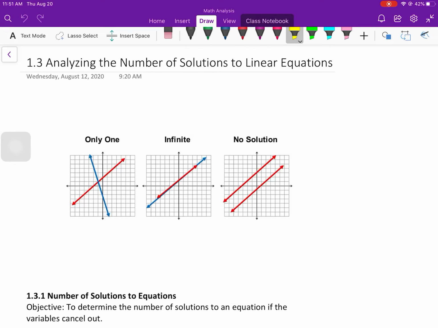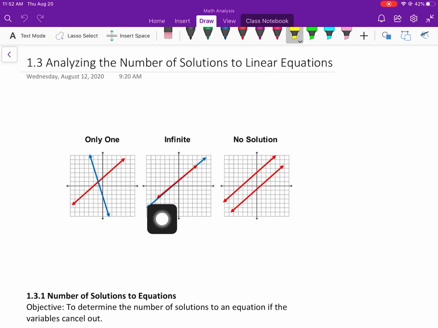Number of solutions to linear equations, usually pretty simple, but sometimes causes a little confusion. I'll show you what I mean. But just to get an idea, if you remember linear graphs, you can have one solution when the two equations intersect one time. That's most of the time what you're going to see.